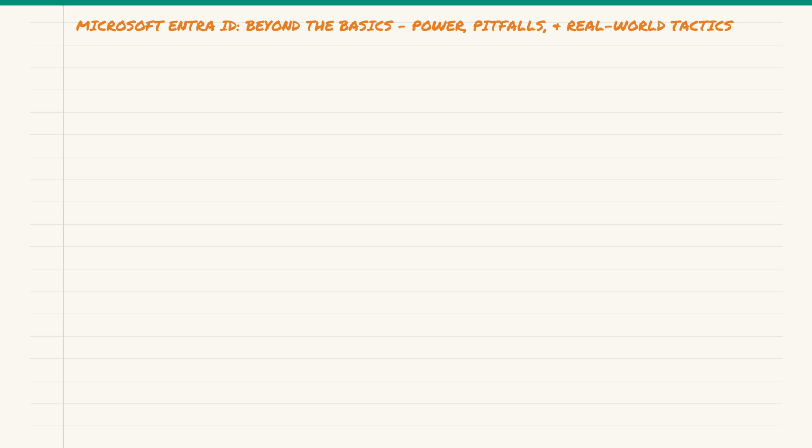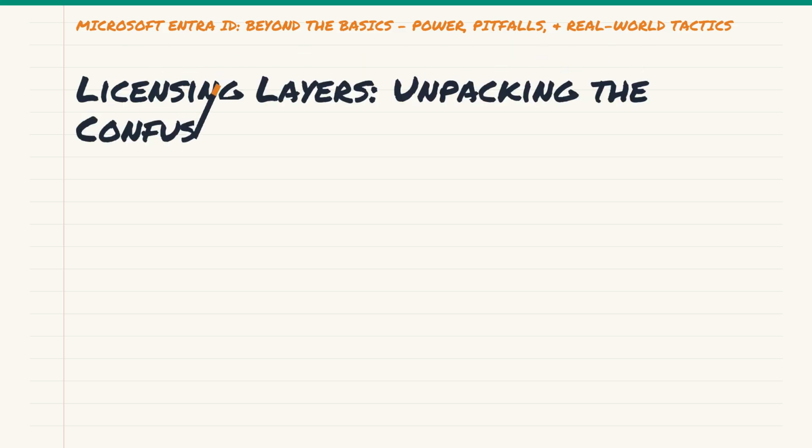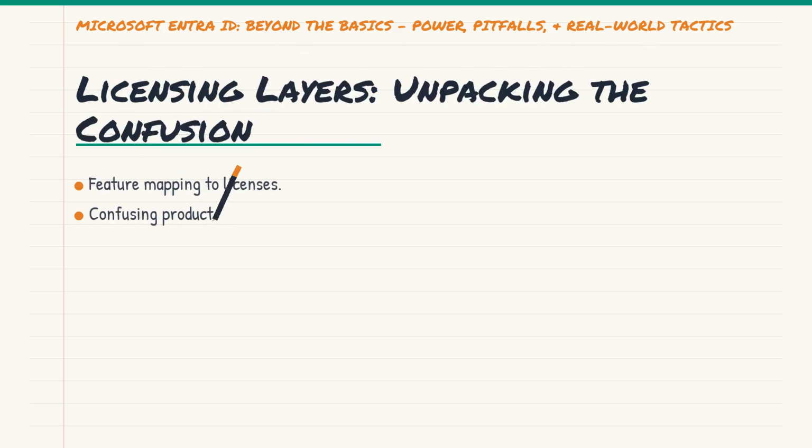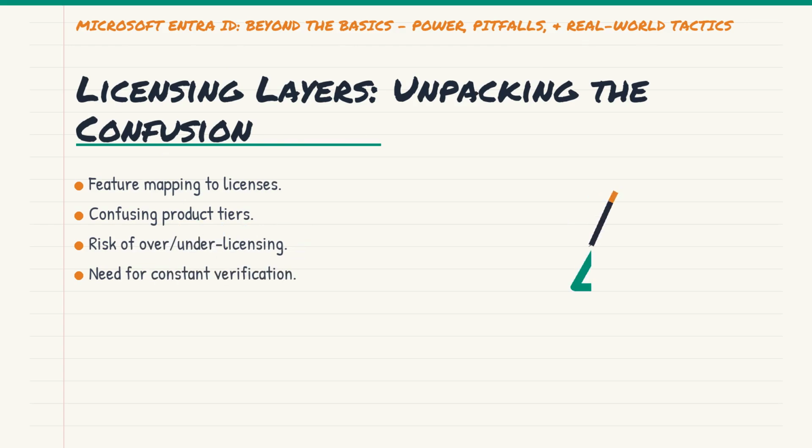The learning curve can be steep, and the potential for error is significant if not managed by skilled personnel. Remember that licensing point? It's worth hammering home. Trying to figure out if you need P1 or P2 for a specific feature, or how it stacks up against your M365 E3 versus E5 license, can be a full-time job.